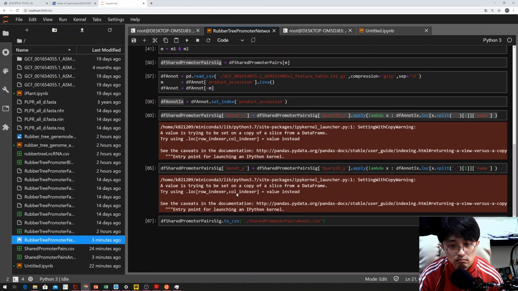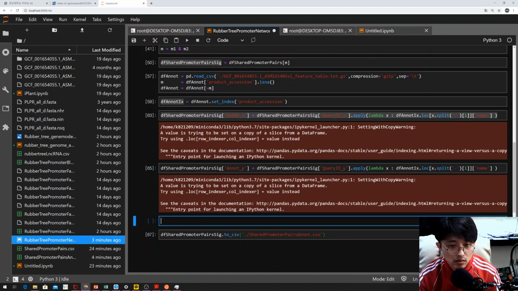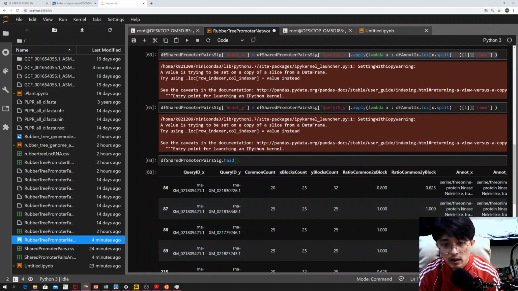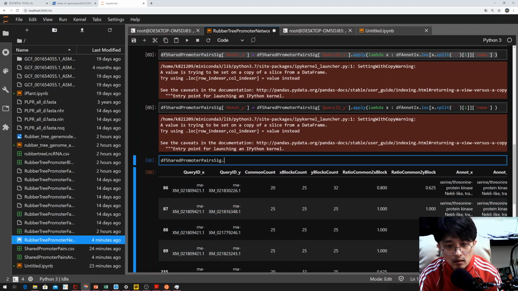So I want to do this automatically. I don't want to determine by my eye whether these two are similar or not. Then how do you do it? Apply lambda x. So this is very easy, a very quick manner. How do you do it?